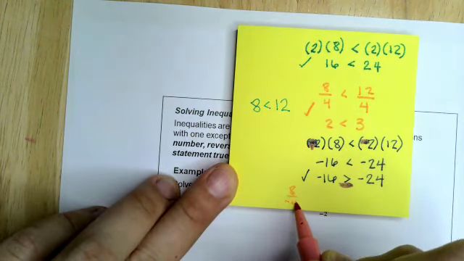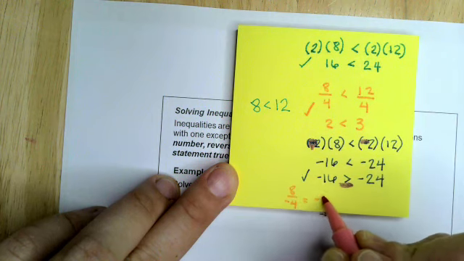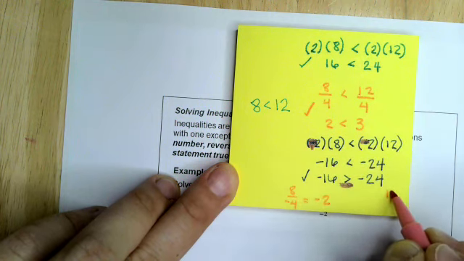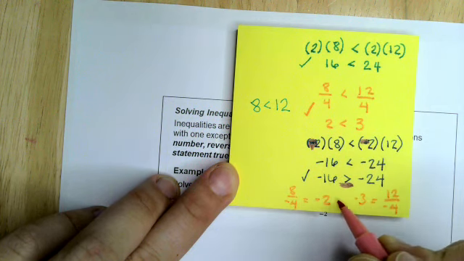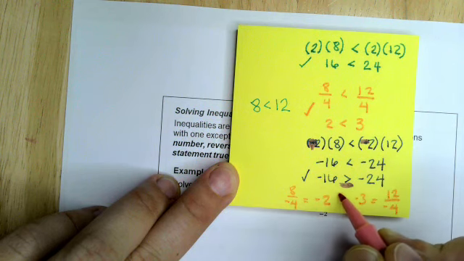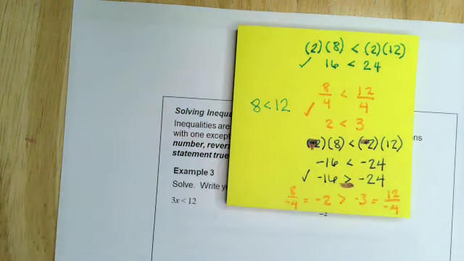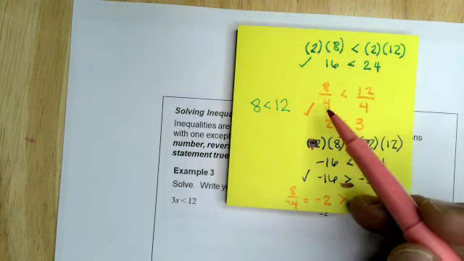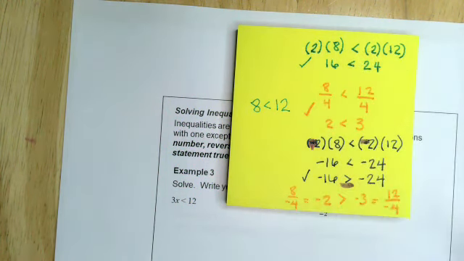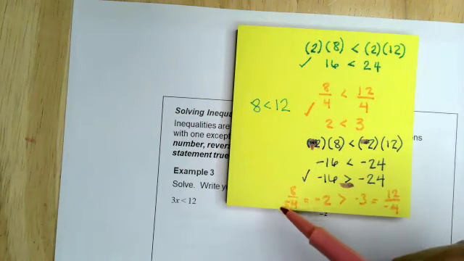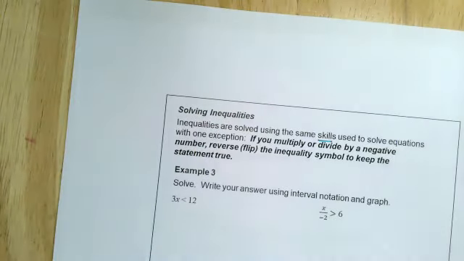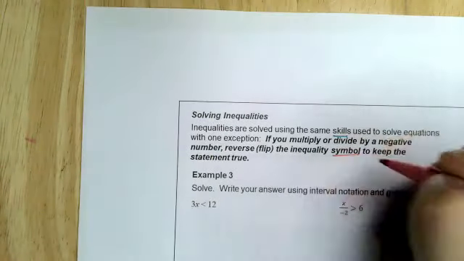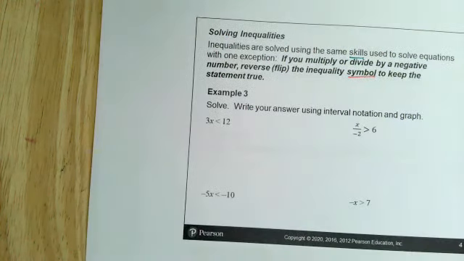8 divided by negative 4 will give me negative 2, right? 12 divided by negative 4 will give me negative 3. And I can't keep the sign the same. I have to flip the sign. Okay? So you always want to flip the sign. Positive, it's okay. Positive, it's okay. It stays the same. But if your sign that you are dividing by is negative, flip the sign. Flip the inequality symbol to keep the statement true. That is the only difference between equations and inequalities.